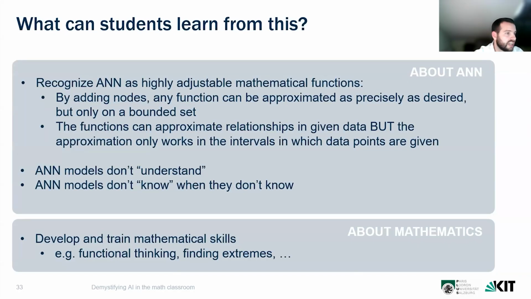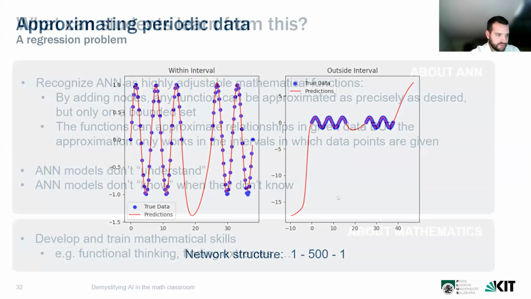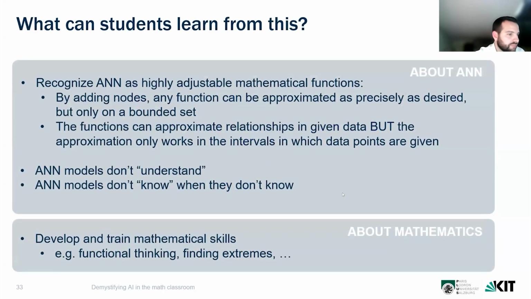And the function can approximate relationships in given data, but it only works in the interval in which the data points are given. And this concludes that the ANN model doesn't understand, and it doesn't even know when it doesn't know. If you look at this graph, the output of the network in the end is just this red line. So if I plug in like -10, it gives out a value -17, but it doesn't even know if this is something where there was data that it was optimized on or not. So yeah, it doesn't know stuff.